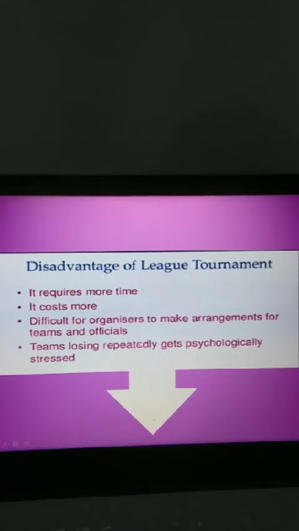It is difficult for organizers to make arrangements for teams and officials, because these tournaments are of longer duration, as the number of matches is more. Teams losing repeatedly get psychologically stressed.